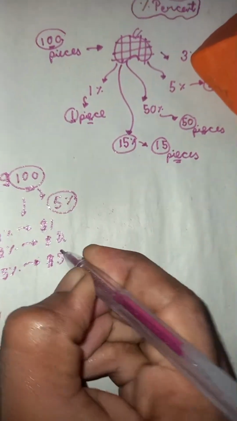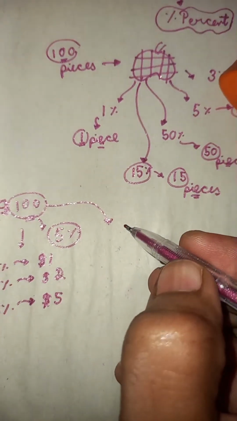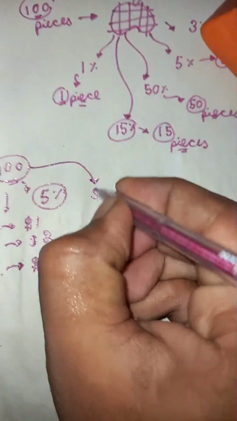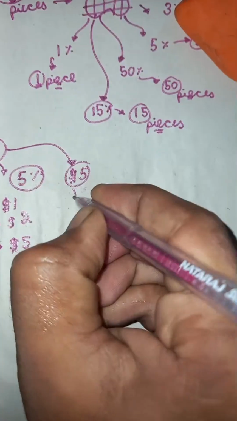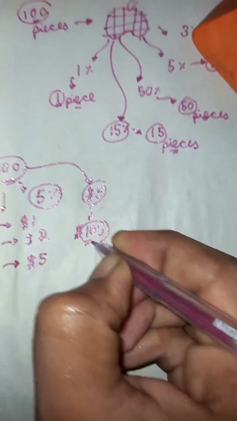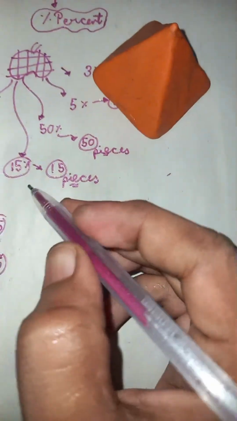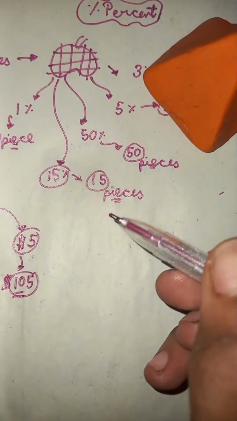100 bucks going to increase by 5% means it is going to increase by 5 bucks. So it becomes equal to 105 bucks. That is the actual thing about percentages. Now I'm going to tell you how it works.